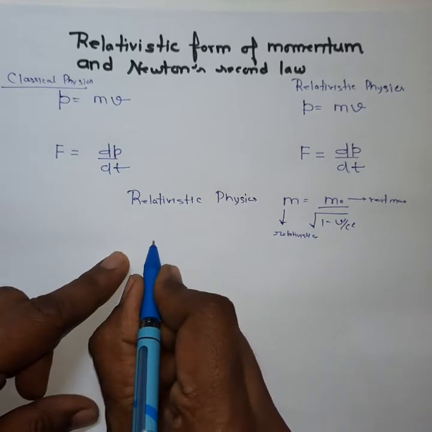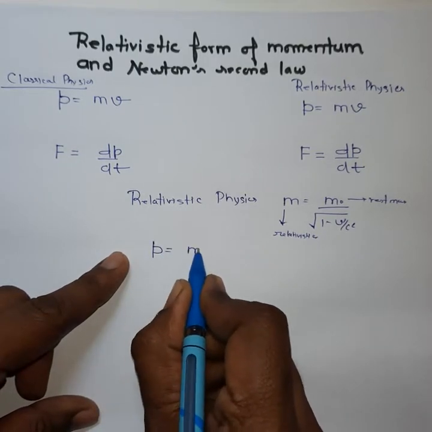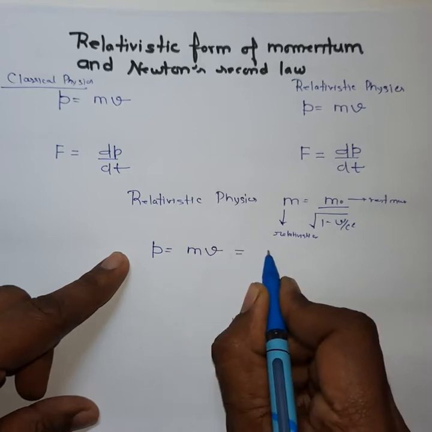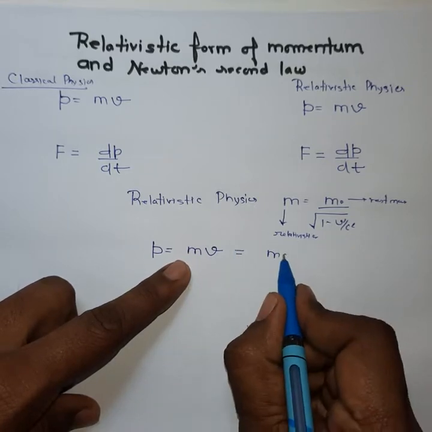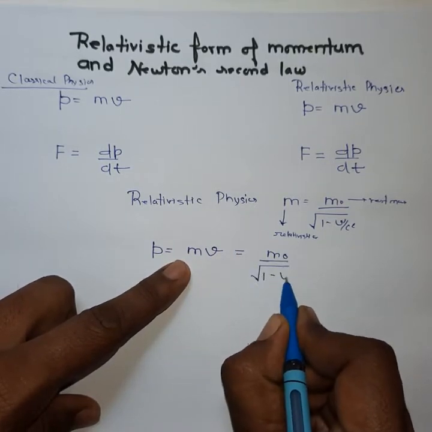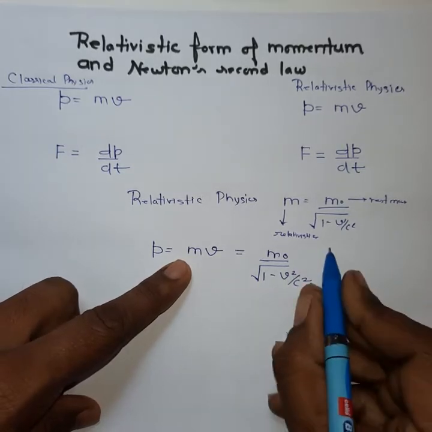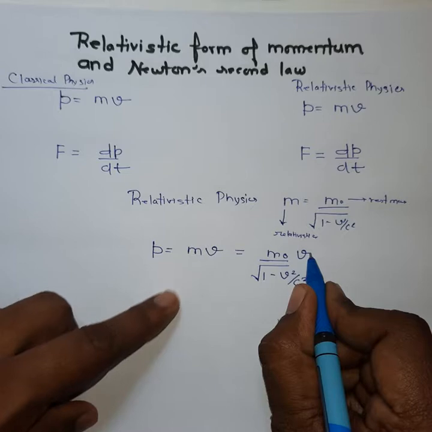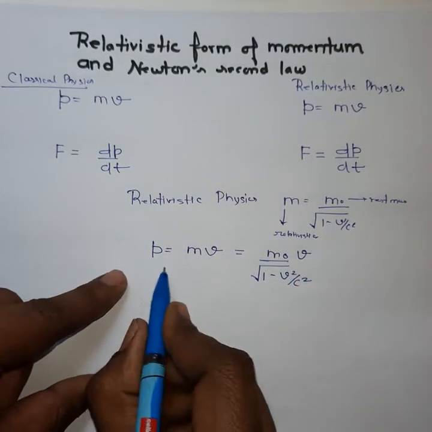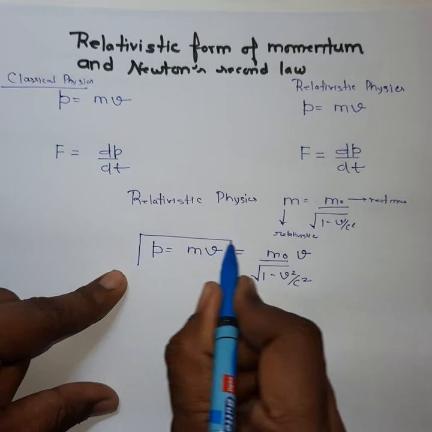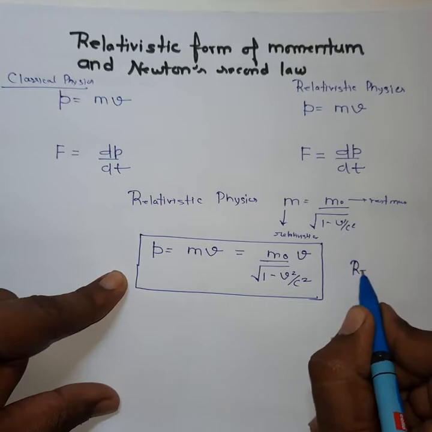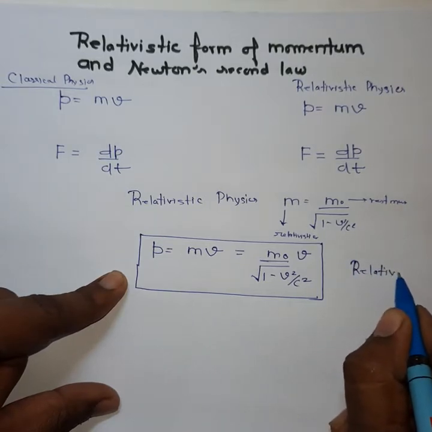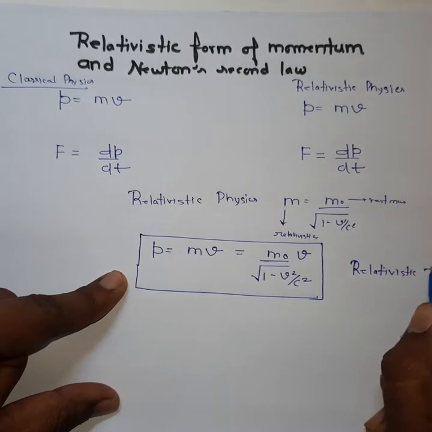So the momentum in relativistic physics will be defined as p = mv, where m is not constant here. M is a function of velocity. So you can write m naught divided by the square root of 1 minus v square by c square, and you have to multiply it with velocity. So this is the relativistic form of momentum.